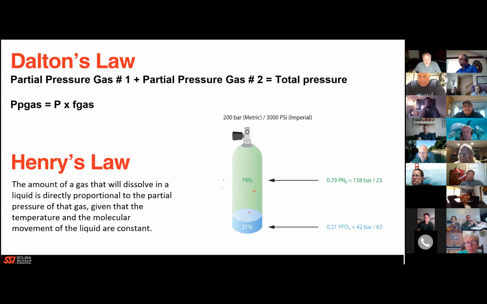Now we'll talk a little bit about Henry's Law. Henry's Law states the amount of gas that will dissolve in a liquid is directly proportional to the partial pressure of the gas, given the temperature and molecular movement, or agitation, of the liquid are constant. What this means is that some gases are more soluble than others. Your blood will absorb the different gases at different rates. Conversely, you will off-gas at different rates also.